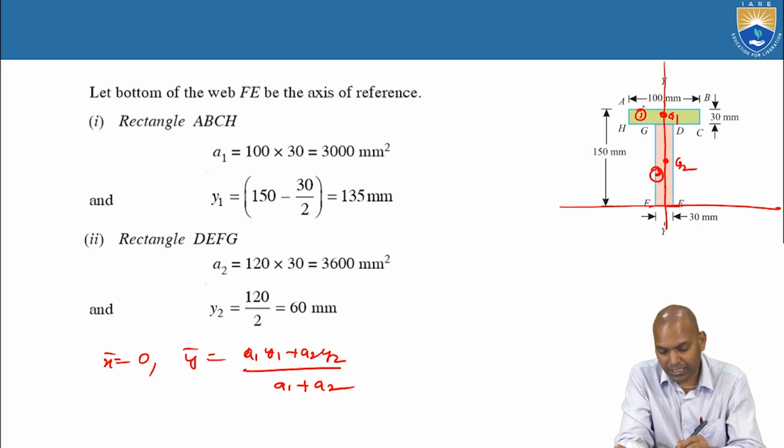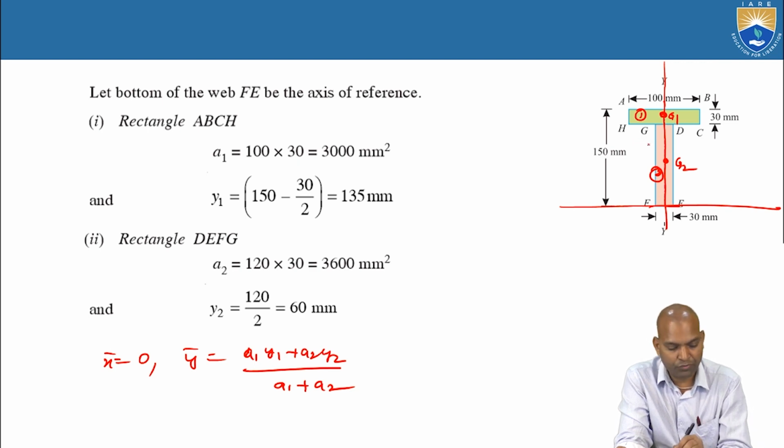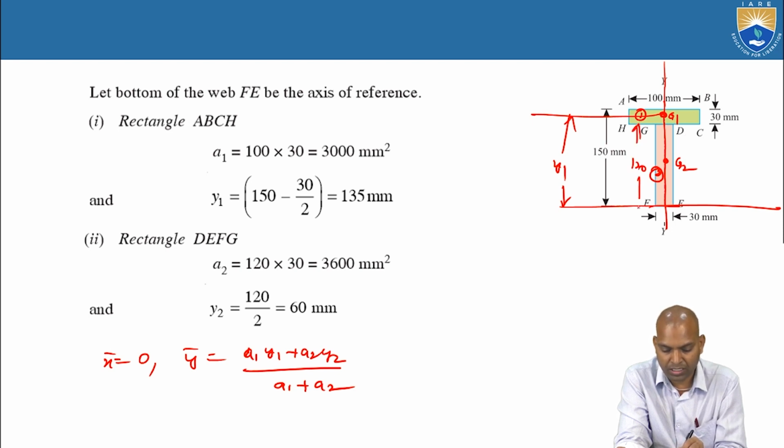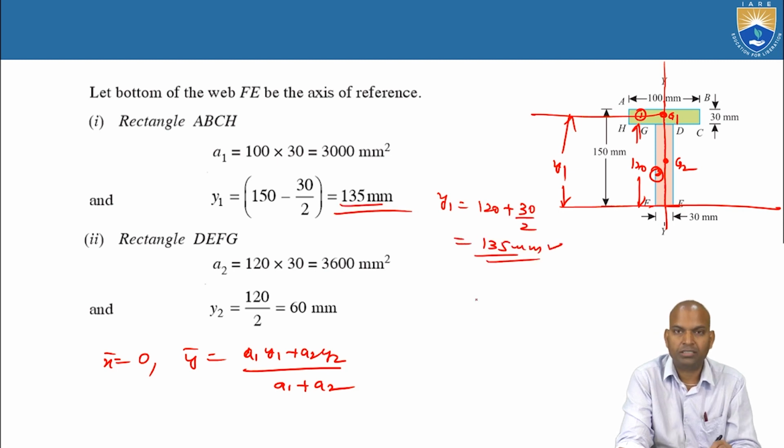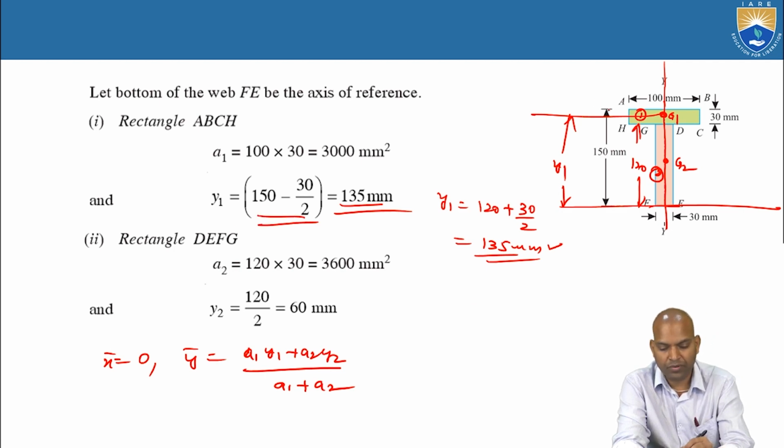Now here, what is happening? What about y1 we need? What is y1? This is the G1 distance to the reference axis. This is y1. What about y1 here? That is 150 minus 30. Then this distance will come 120. y1 equal to 120 plus 30 by 2, then 135 millimeters. Yeah, we got it. Here they represented that as 150 minus 30 by 2, that means the top is subtracted out of 150.